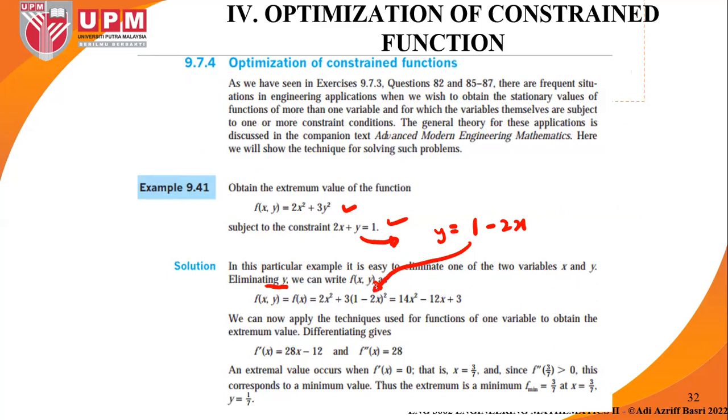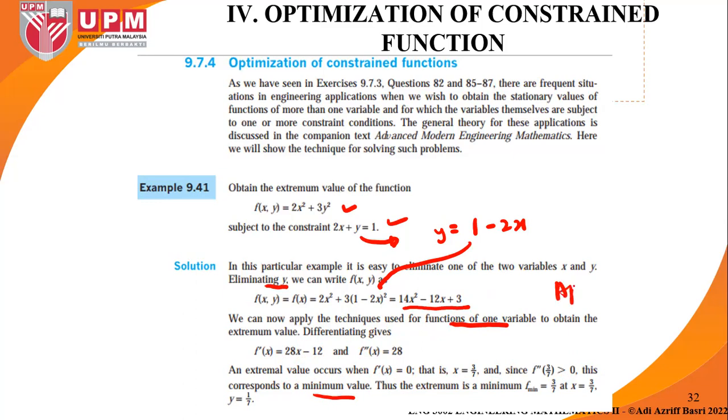The first equation. Okay, so the next function of x will become 14x squared minus 12x plus 3. So we can apply the function of one variable, for which we have the extremum value. When we differentiate in terms of x, the first differentiation becomes 28x minus 12, and the second differentiation becomes 28. An extremum value occurs when f prime x equals 0. So x is 3/7, and the second derivative is higher than 0, so the value is a minimum value. You remember this one, you have learned it in maths once.